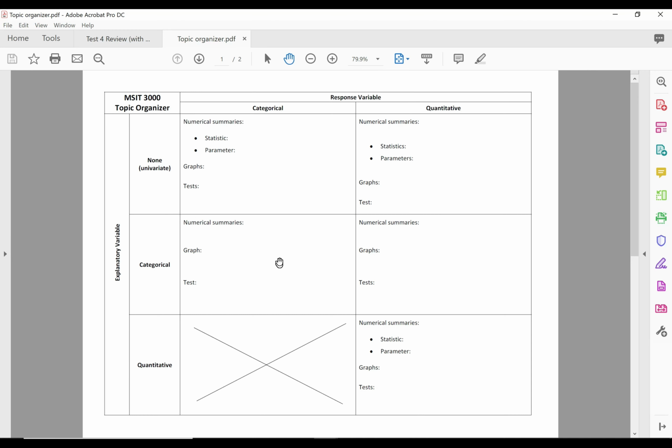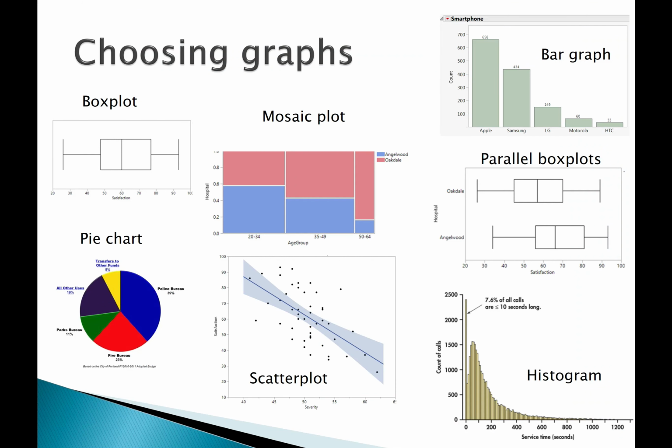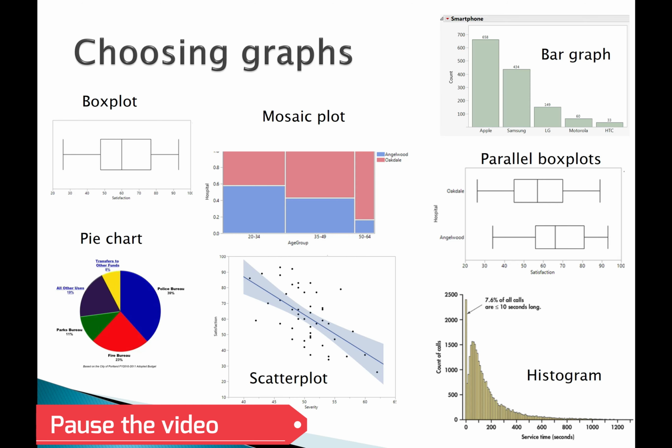So for each one, think about what the response variable is and how you classify it. Think about what the explanatory variable is and how you classify it, and then put the graphs there. To make it a little bit easier, this slide has some examples of the different graph types. Take a look at these and see if you can fill in where they go on your topic organizer.